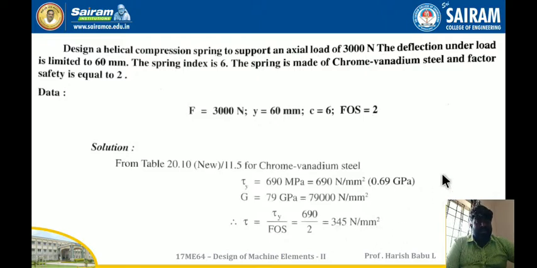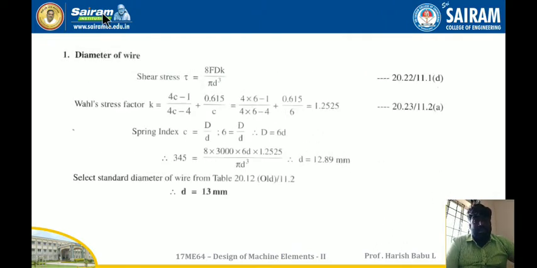FOS is given as 2, so 690 by 2, you are going to get 345 Newton per mm square. So for the diameter of the wire, shear stress tau is equal to 8FDK divided by pi d cube. So K value will be (4C minus 1) by (4C minus 4) plus 0.615 by C. So C value is given. I'm going to take C value as 6. By substituting this, I'm going to get a factor as 1.2525.